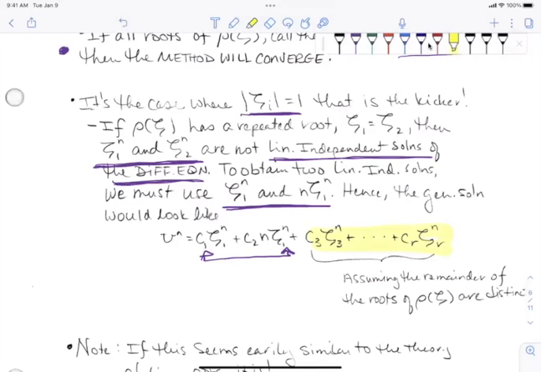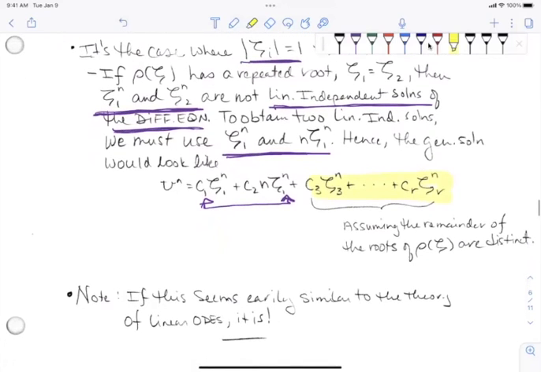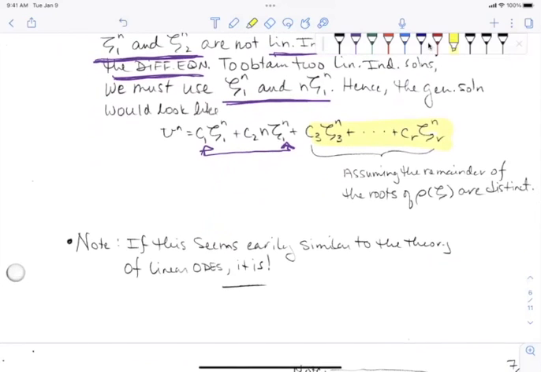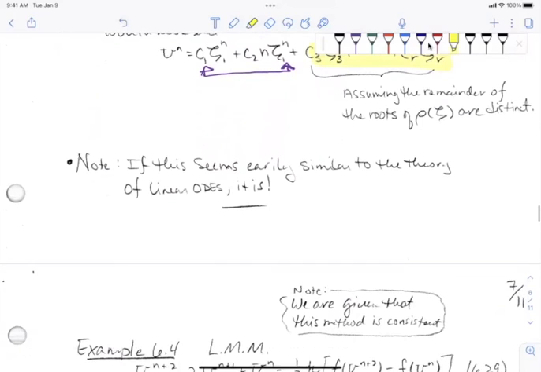So this is the kicker. This is the issue of where we have to be careful. If we have a root which has modulus 1 or magnitude 1, and that happens to be a repeated root, then you have to deal with that a little more carefully in terms of solutions to your difference equation. All right. So here's what I'll say. At this point, if this seems a lot like solutions to linear ODEs, it's because it is.